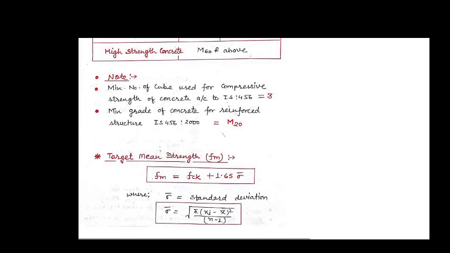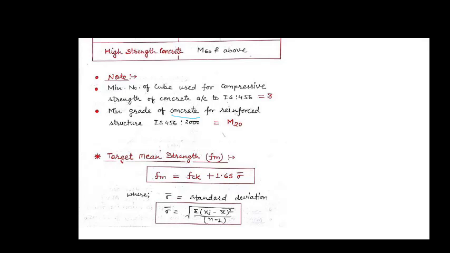Okay, so there is some note here. The minimum number of cubes used for compressive strength of concrete according to IS 456 should be 3. Means if you are testing any grade, you have to make a minimum of 3 cubes, then only that particular value will be satisfied.